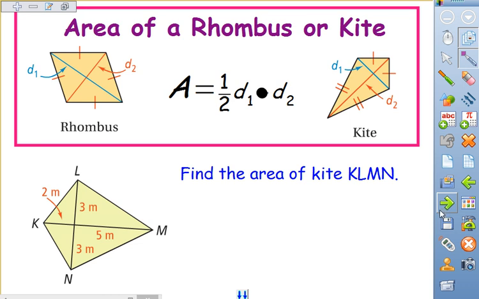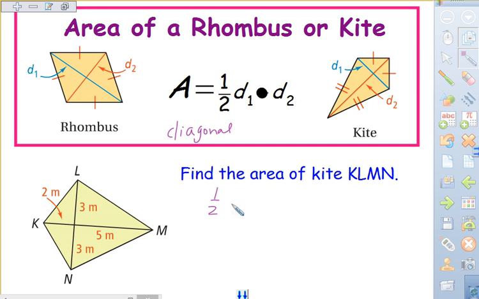Here's the formula for the area of a rhombus or a kite. We get 1/2 diagonal 1 times diagonal 2. So D stands for diagonal. So that goes from vertex to vertex. So in this kite, our formula is 1/2 diagonal 1 times diagonal 2. So one of the diagonals is 7, 5 plus 2, and the other diagonal is 6. So I'm looking at an area of 21 square meters.